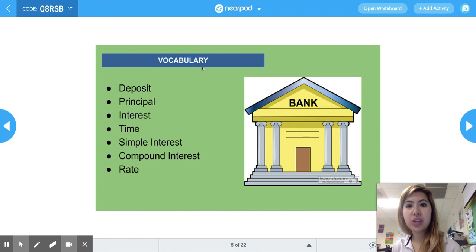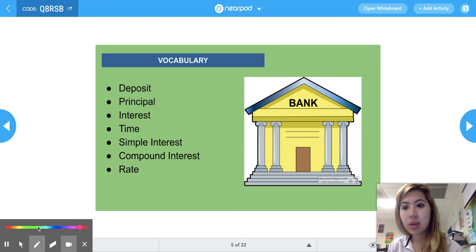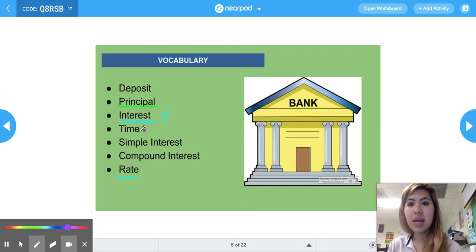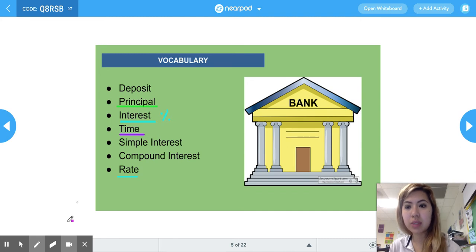Our vocab words are the same as yesterday: deposit, principal, interest, time, simple interest, compound interest, and rate. So principal is the initial amount or the initial value. Interest is usually given in a percent, so it's usually called the interest rate, and it's written as a percent that we have to convert to a decimal. Time is usually going to be in years for our problems.